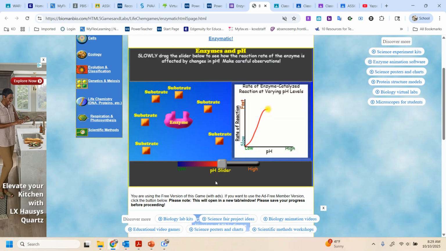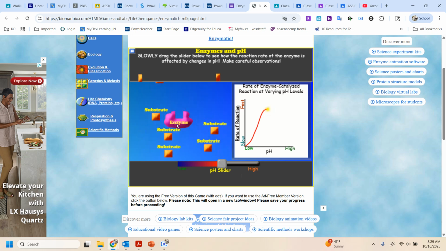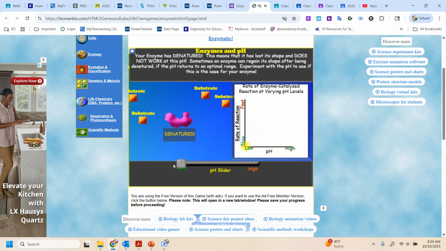And enzymes are affected by pH. Let's look at that now. So this enzyme right now is working at its optimal pH, at the peak of this graph. And if I start to make this a more acidic environment and go down lower, you can see my enzyme starting to denature until I get to the point where it is completely denatured. It's not working at all.